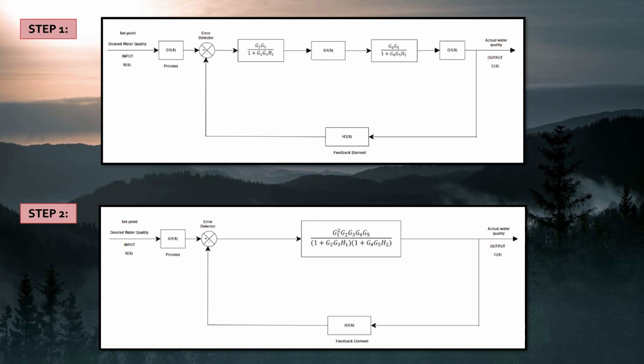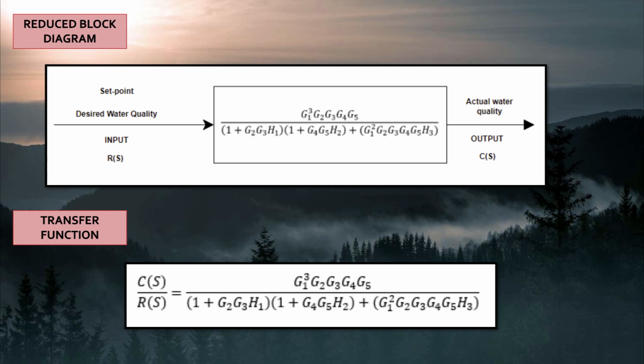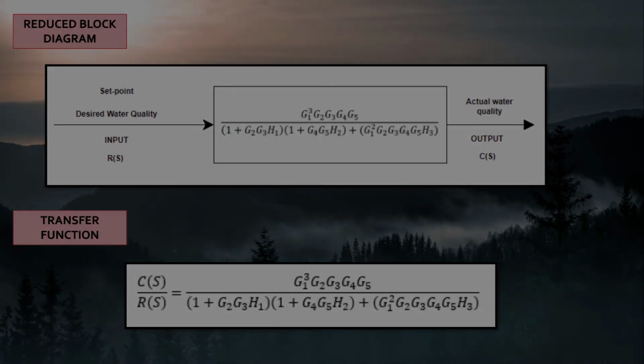In the second step, it is observed that the first and second branch is combined to the two G1 blocks and produce a single block. The outer branch containing H3 is also combined to the reduced block diagram in step 1. So this leaves us with the reduced block diagram as shown in step 3. Step 4 then combines the two block diagrams in step 3 to a single block diagram in step 4. This is the simplest form of the block diagram that we have designed. And here we see the reduced block diagram and the transfer function of the block diagram.